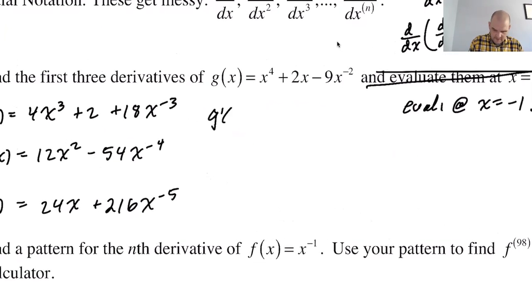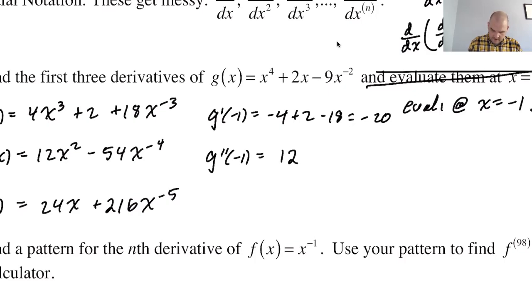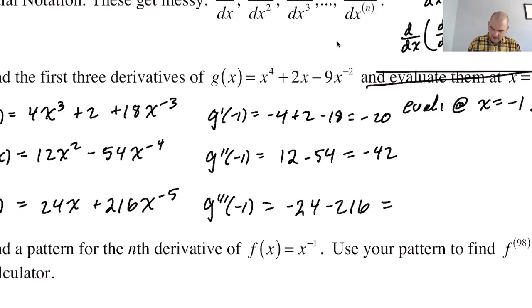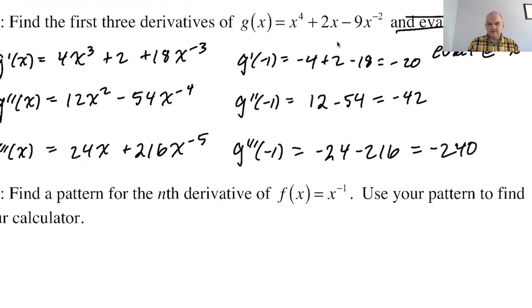All right, g prime of negative 1 is going to be negative 4 plus 2 minus 18. Well, maybe I can deal with it. Minus 18, negative 22, negative 20. G double prime of negative 1 is going to be 12 minus 54, negative 42. G triple prime of negative 1. I don't know, there's no value in this really. Negative 24 minus 216, negative 240. All right, we did it. Whatever, it told us to do it.